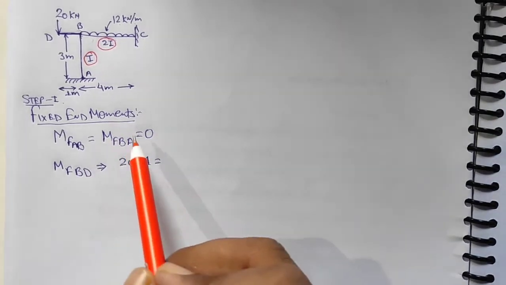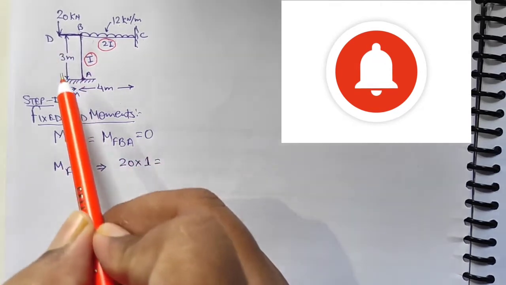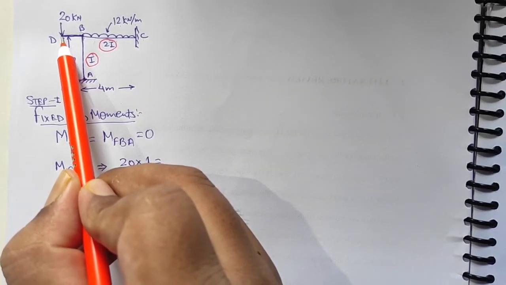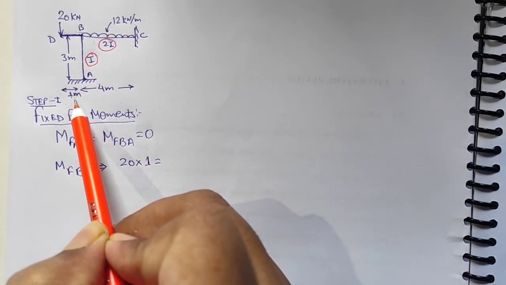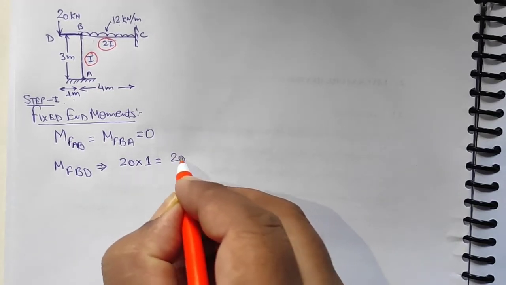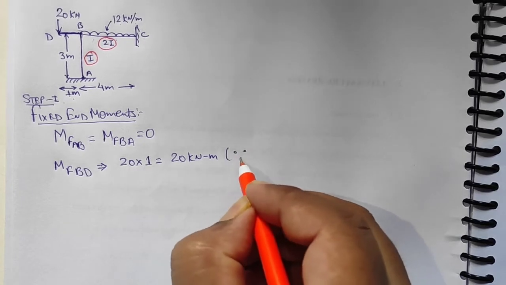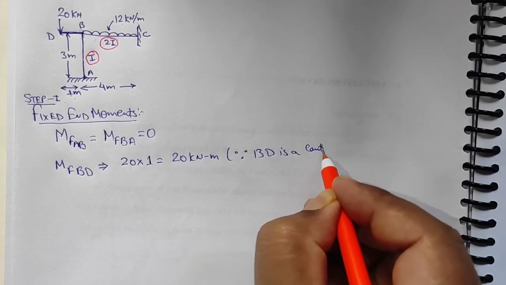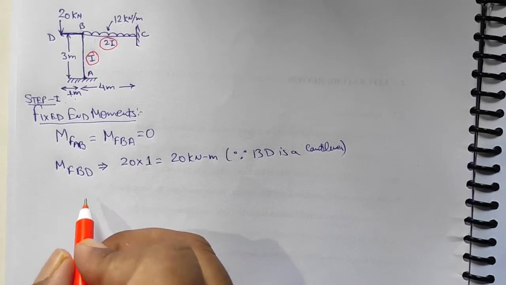Again, now I'll find MFBD. So here we'll find out simple bending moment, that is force into perpendicular distance. Distance is 1 meter, that is the distance of 20 kN from the end B is 1 meter, as we can see in the diagram. Therefore my fixed end moment here will be 20 kN meter.